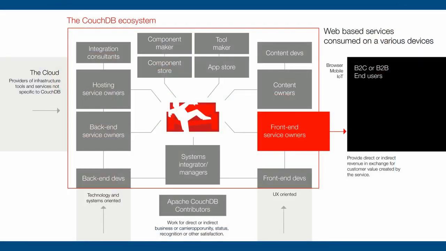Here is the CouchDB ecosystem. The cloud provides the infrastructure tools and services not specific to CouchDB, because CouchDB is not actually implemented on the cloud. It has backend services, the backend service owners, integration consultants, hosting owners, the component store, the app store, the content owners, the front end services like B2B or business to business, business to consumer, and other user services, and different options. It is implemented in various scenarios.